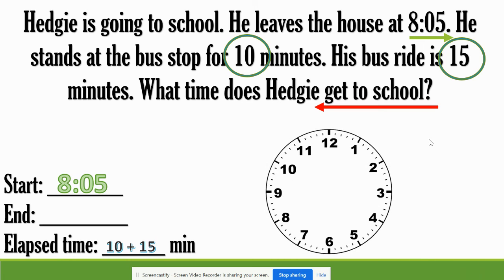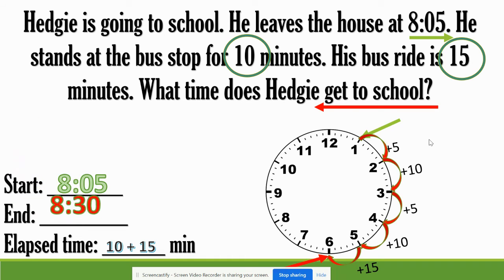Let's look at the clock. Since I know my start time, I can mark it. And since I'm going in the direction of the clock because I'm finding my end time, I can jumpity bump. I'm going to jumpity bump the 10 minutes that he's at the bus stop, and I'm also going to jumpity bump the 15 minutes that he's riding the bus. So there is our end time. I haven't crossed over the hour at all. So it is 8:30.